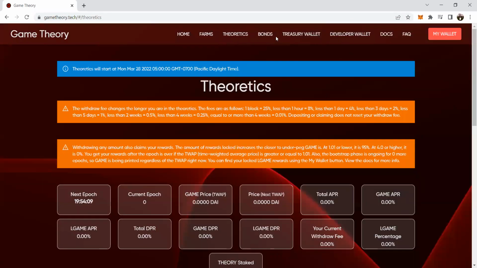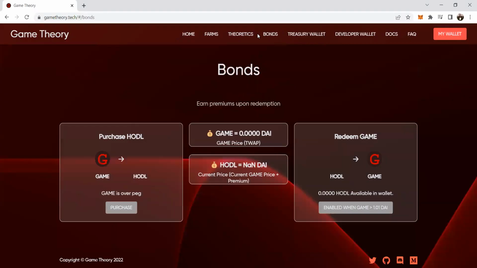Now, if you go into bonds, that hasn't come live yet, but under peg, you'd be able to purchase HODL. And then when above peg, you'd be able to redeem that HODL for game tokens. You have the Treasury Wallet.